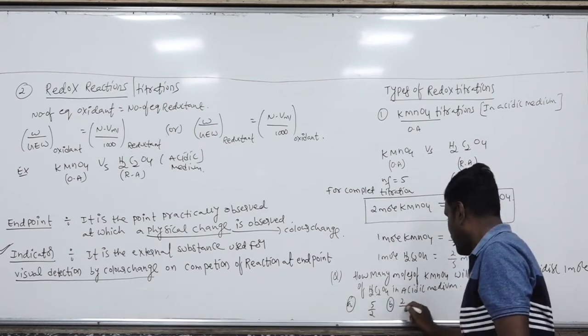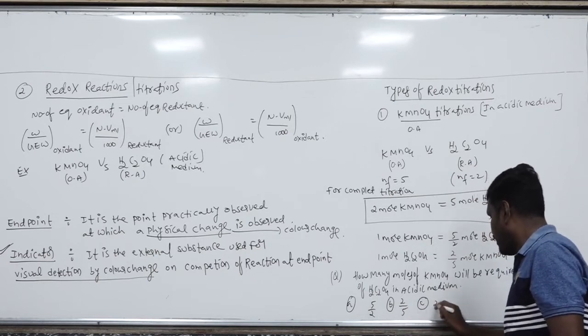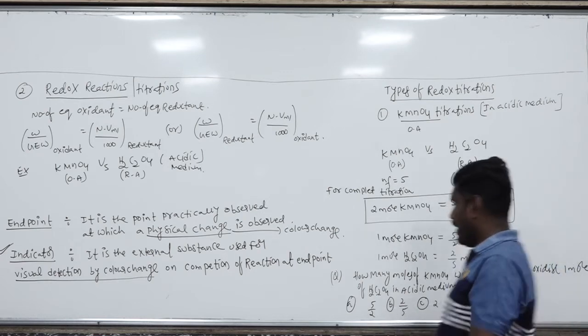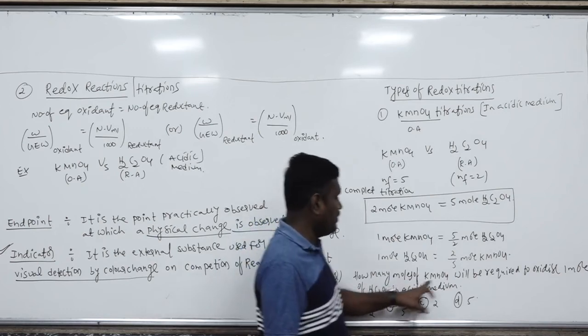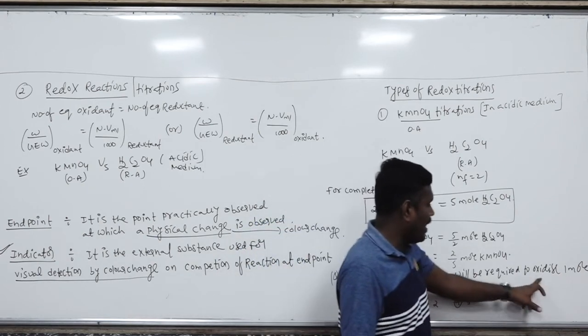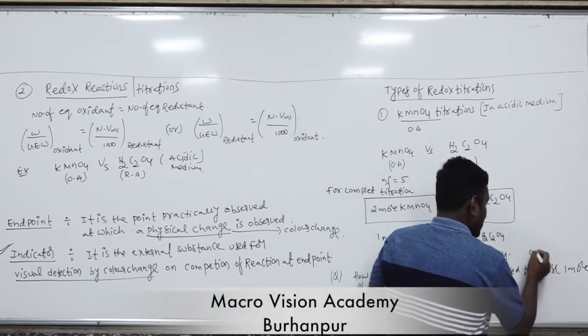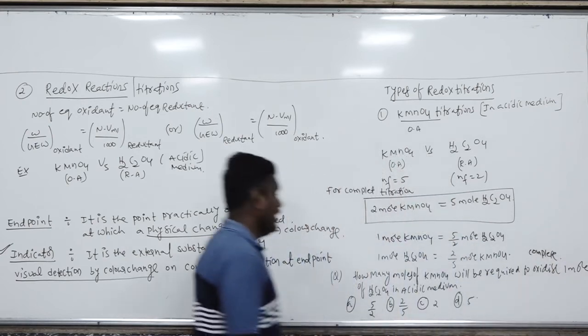Second option, 2 by 5 moles. Third option, 2 moles. Fourth option, 5 moles. Okay? Now read the question once again. How many moles of KMnO4 will be required to completely oxidize 1 mole of oxalic acid in acidic medium?